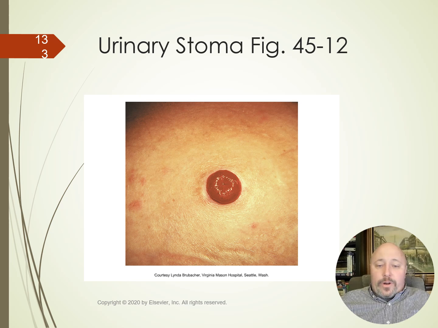Here in figure 45-12, we just have a photo of that urinary stoma. You'll notice that it's symmetrical, there's no skin breakdown, and it protrudes about 1.5 centimeters. The mucosa is healthy red, and this configuration is flat when the patient is upright or supine.